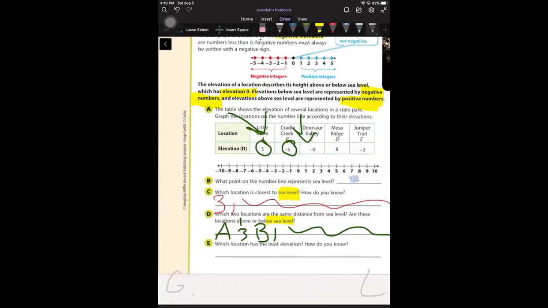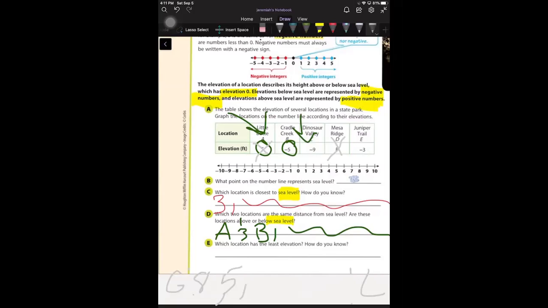We have 5. 5 is the highest positive number. 5 is more than -5. So we already know 5 is our greatest. What's after 5? I'm sorry, 5 is not our greatest. It's 8. 8 is our greatest. So we can cross that off now. We got 8 done. After 8, we have 5. Okay? We have 5 done. What's next?